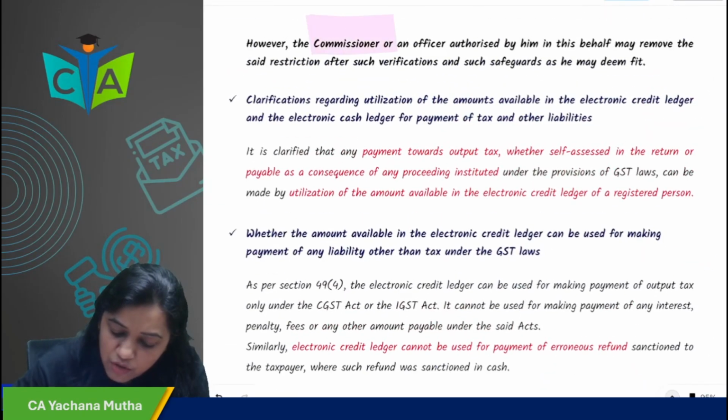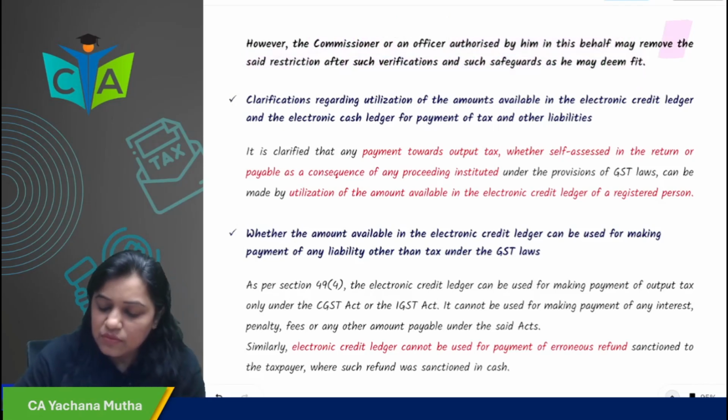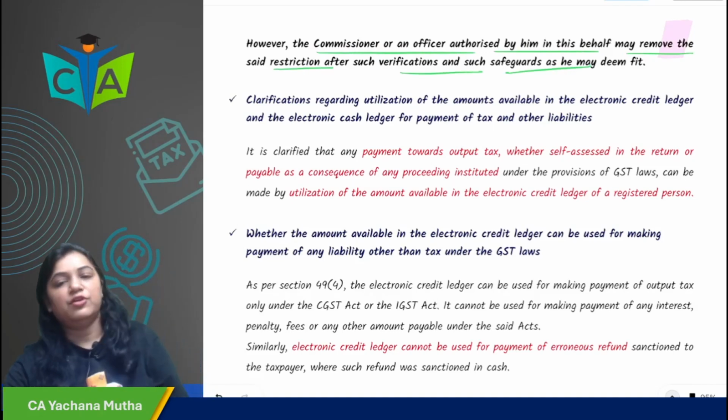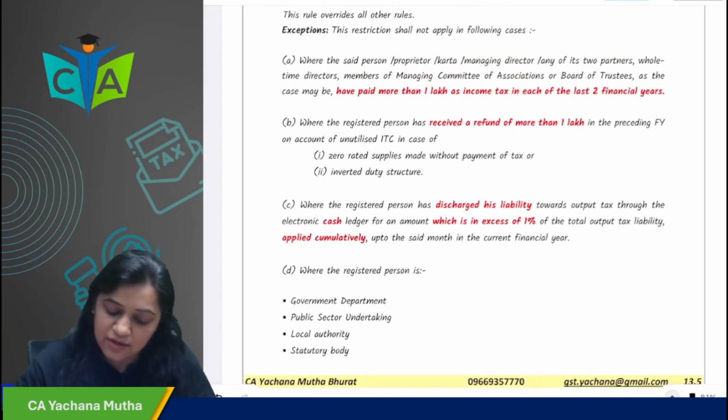However, the commissioner or officer authorized by him in this behalf may remove the restriction after verification and such safeguard as he may deem fit. He can remove the said restriction after verification, if he wants.